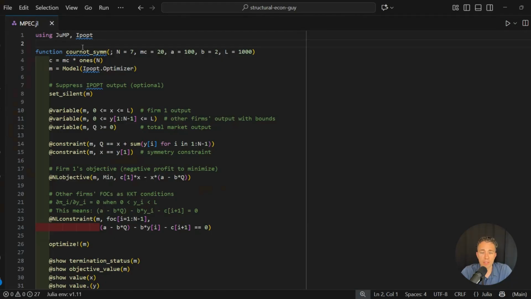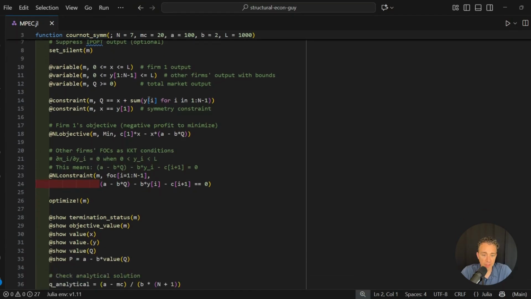I've got a fairly simple script here. I just need to load JuMP and Ipopt. And then here I'm just specifying the parameters of the problem. So these are the defaults for the problem. Basically, there's no capacity constraint, and the market demand curve has these parameters. Everyone has a marginal cost of 20, and there are 7 players.